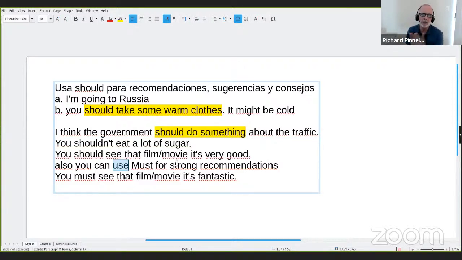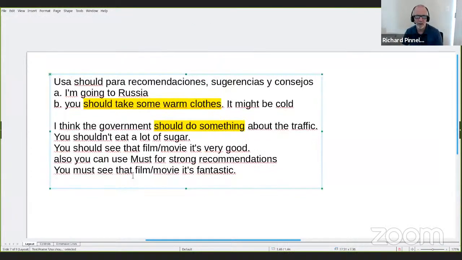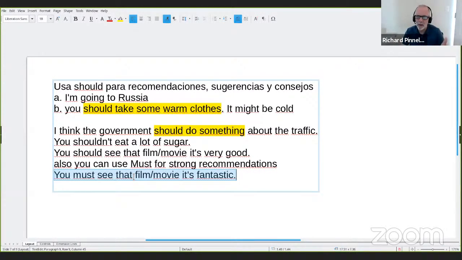Vimos antes que must es para obligaciones, pero también podemos usarlo para recomendaciones fuertes. You must see that film. Es como, es súper bien. Deberías verlo. You must, debes verlo porque es súper bien. So I can say, you should see that movie. But if I say, you must see that movie, must como es obligación, pero estoy usándolo para hacer una sugerencia más fuerte.